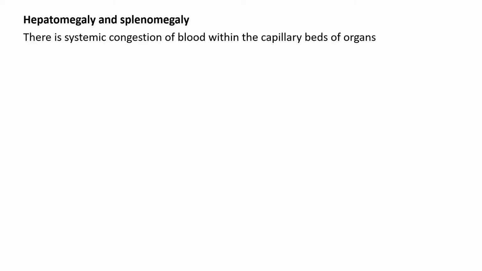In the same way, this backward failure is going to have an impact in terms of the inferior vena cava. Of course, the next organ down is the liver. So we have hepatomegaly, but we also tend to get splenomegaly because we've got this systemic congestion of blood within the capillary beds of organs. Those capillary beds in the organs are very fine. So you start to get a bit of congestion within those.